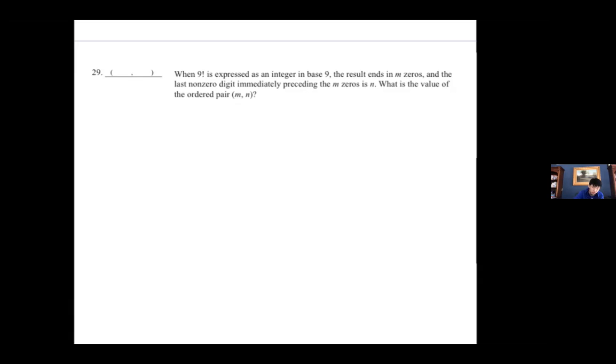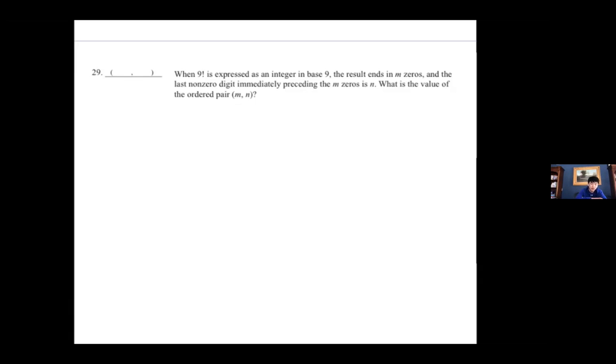So we're going to try and figure out how many zeros 9 factorial ends in, because before we do that, there's no way that we're going to get n. The problem statement: when 9 factorial is expressed as an integer in base 9, the result ends in m zeros, and the last non-zero digit immediately preceding the m zeros is n. What is the value of the ordered pair m, n?